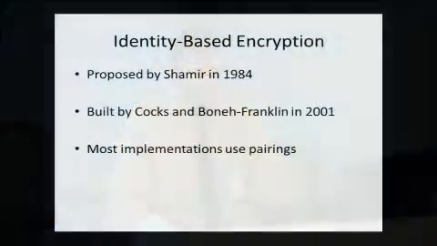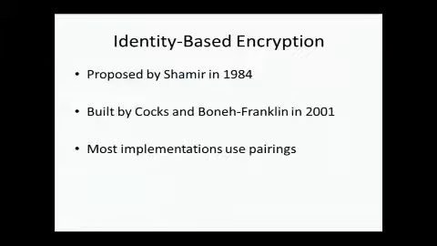And then he can use this secret key. He just has to do this once. He can use the secret key any number of times to read messages that are sent to him. So this design was proposed by Adi Shamir in 1984, but it wasn't until 2001 that it was built independently by Cliff Cocks out of GCHQ and by Dan Boneh and Matt Franklin.